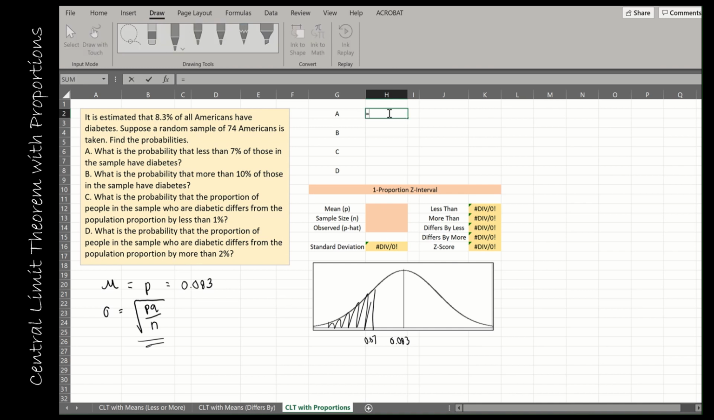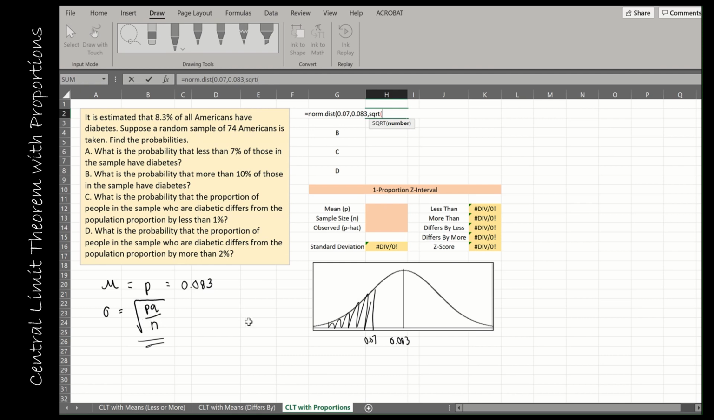I'm going to put equals norm dist, x is the observed value, 0.07, mean is 0.083. Remember, you always have to put those between 0 and 1. Standard deviation, this is where I have to let Excel do the hard work. So just make sure you enter it correctly. Square root, and we want the square root of all of this. So I can't close the parenthesis for square root until all of this is computed.